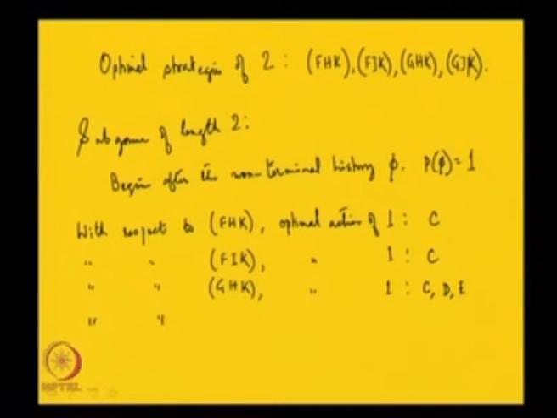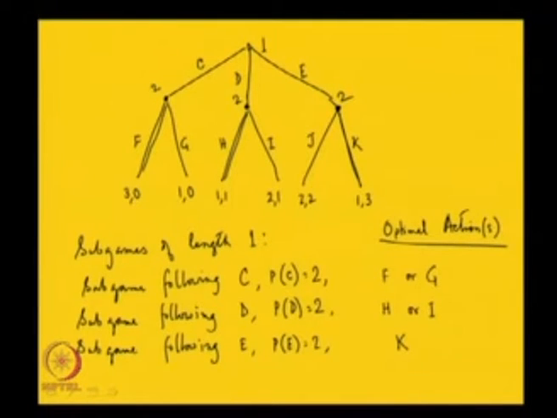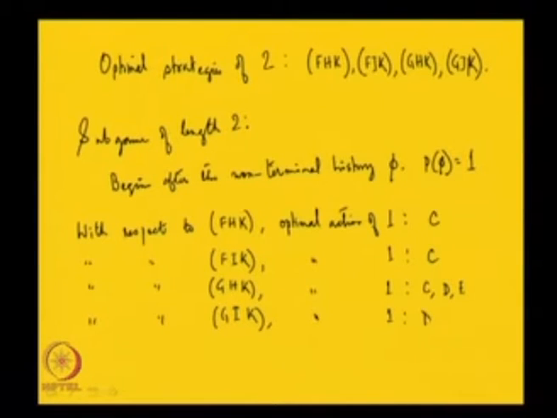And finally, if I have got G, I, K, the optimal action of 1 is D, because if he plays D, player 2 will play I and he will get 2, in other cases he will get 1. Okay. And therefore, what are the subgame perfect equilibrium or equilibria in this case?